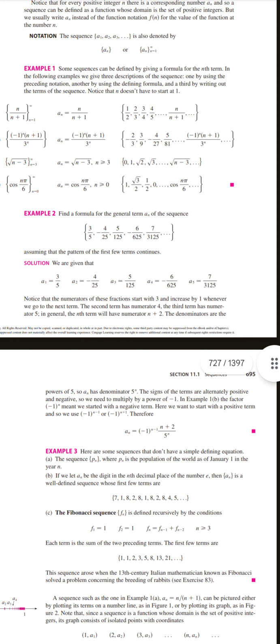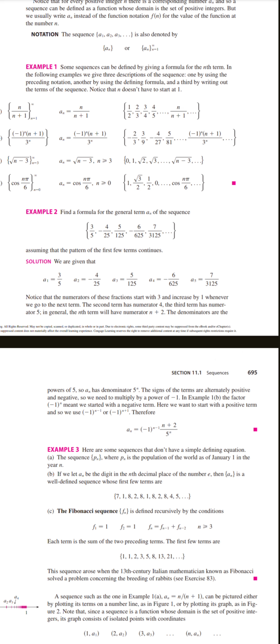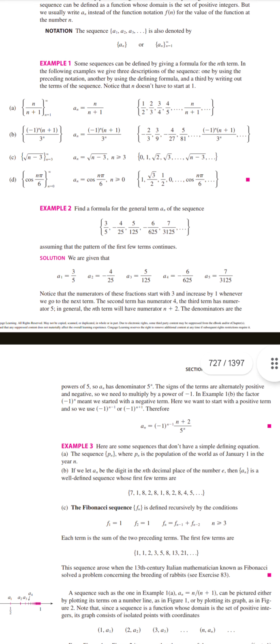In the following examples, we give three descriptions of a sequence, one by using the preceding notation, another by using the defining formula, and a third by writing out the terms of the sequence. Notice that n does not have to start at 1.